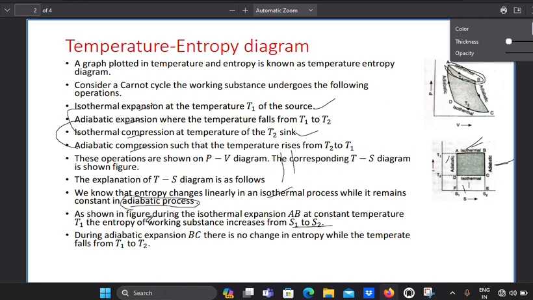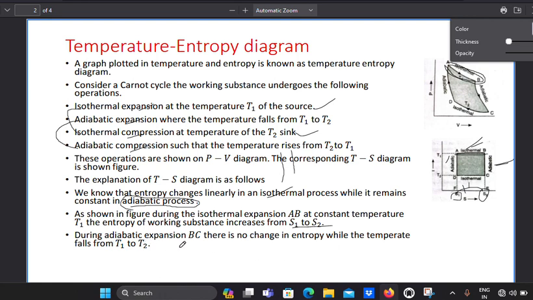And next, as shown in the figure, during the isothermal expansion AB at constant temperature T1, the entropy of the working substance increases from S1 to S2. Suppose it is increasing from here to here, let at this point it be S1 and at this point it be S2. So it is increasing from S1 to S2.